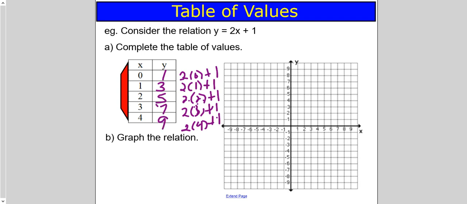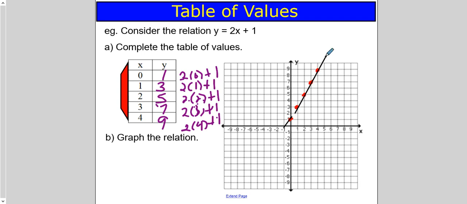Now from here we want to graph the relation. So that means going to each one of those points. So 0, 1 will be my first one, which is right here. And then 1, 3, which is up here. 2, 5, which is here. 3, 7, which is up here, and then 4, 9 is here. And if we've done our table of values right, what we should notice is that we end up with a nice straight line that goes through all of our points.